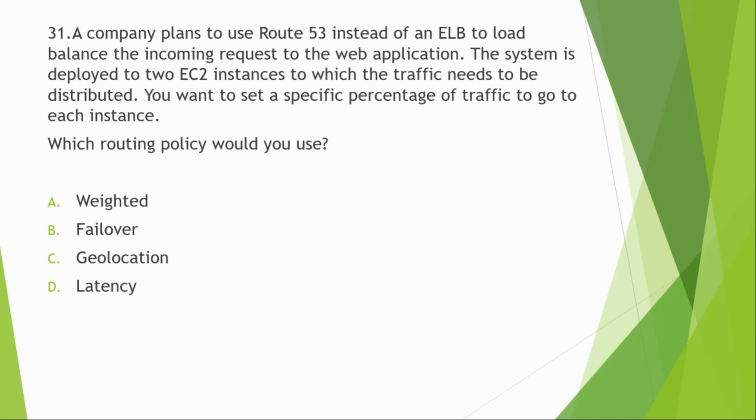Failover is incorrect because it is an active-passive failover configuration for your web application, not a weighted one. Okay, coming to geolocation. Geolocation is more suitable when it is based on the location of your user, not for distributing a specific percentage. Okay, latency is incorrect because you cannot set a specific percentage. Here they are clearly mentioning in the question they want to set a specific percentage, so weighted is the only correct answer.